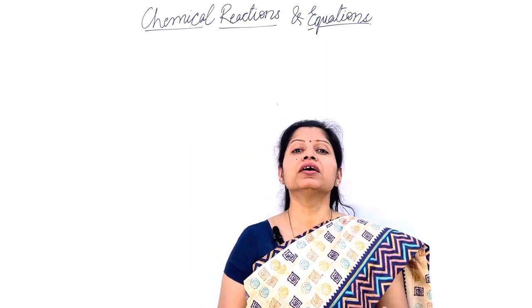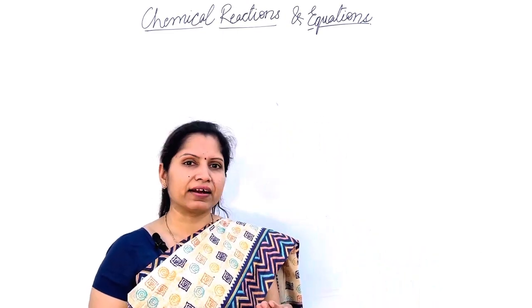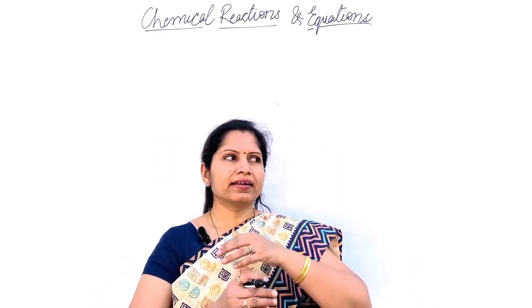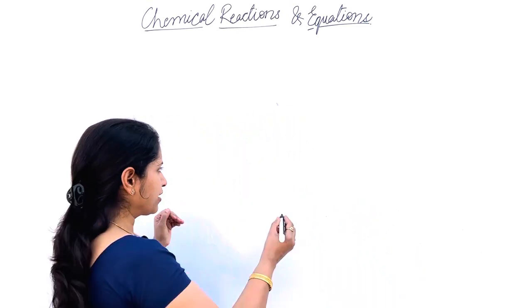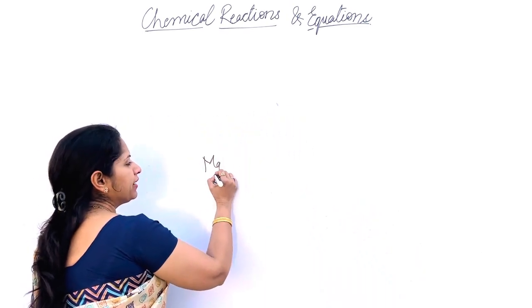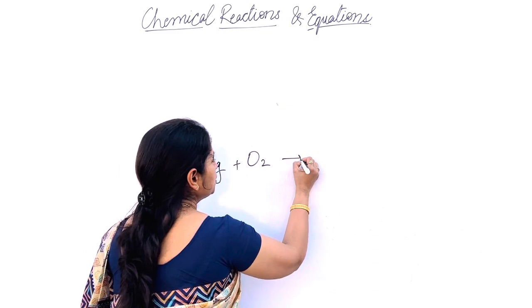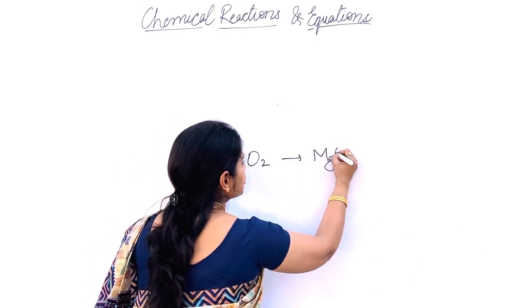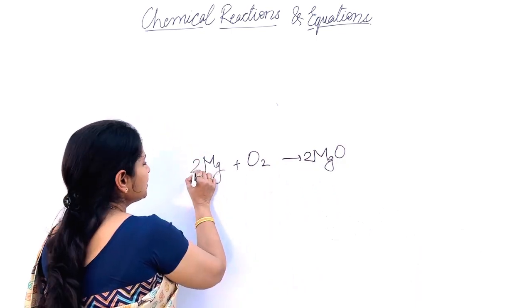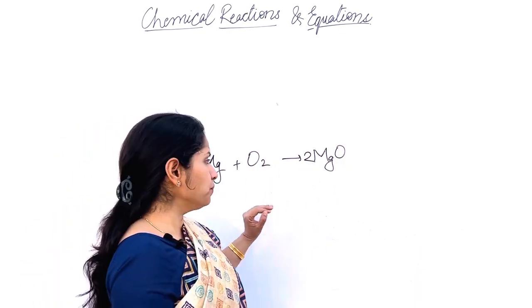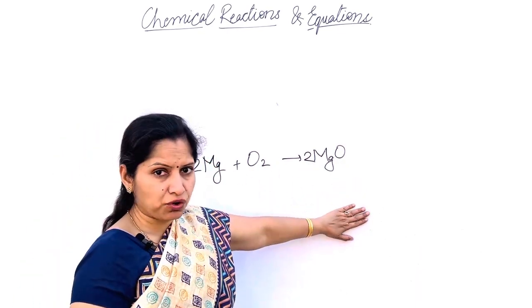Why do we have to clean it? Because magnesium is highly reactive. So it reacts with the oxygen present in the atmosphere and forms a layer of magnesium oxide. Now what's the reaction going on? Magnesium combines with oxygen present in atmosphere and forms magnesium oxide. It's not balanced. I'm going to balance that. In this chapter we are going to learn the balancing also. So magnesium oxide is formed.